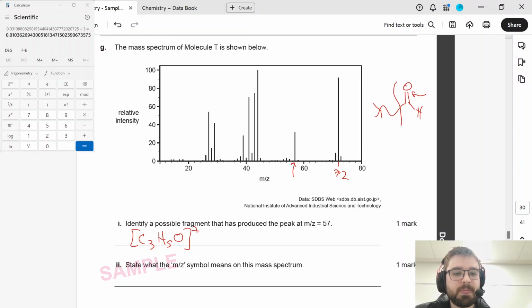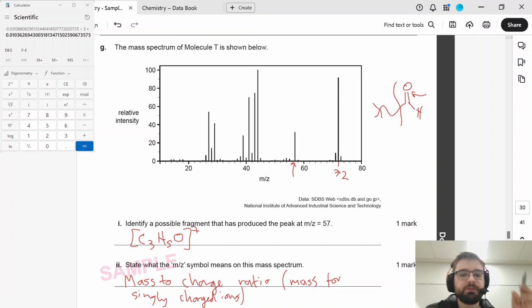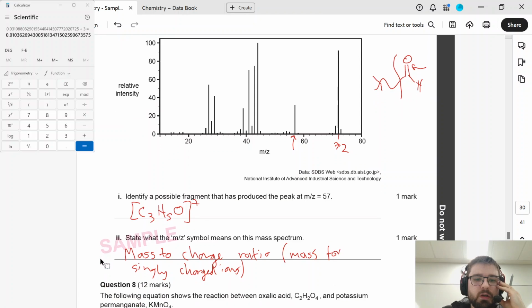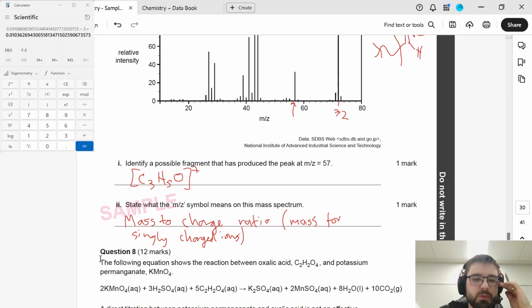State what the m over z symbol means on this mass spectrum. Mass to charge ratio. I.e. it's the mass for singly charged ions. Okay, cool. Man, we didn't even have to figure anything out there. I already knew what all the structures were at the start.